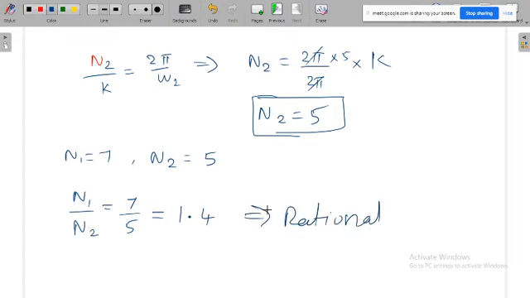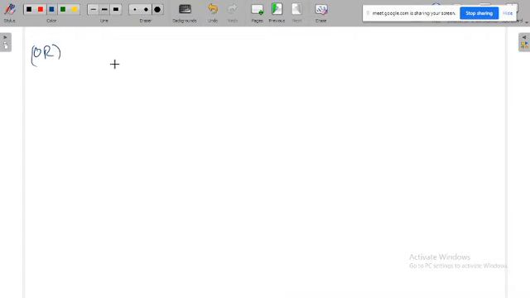Once it is rational, there is definitely a period, so the signal is periodic. Then you take the LCM, that is n naught is equal to the LCM of 7 comma 5. What is the LCM of 7 comma 5? That is 35. So 35 is the time period of the signal, or otherwise you can operate with omega also. Because you already know this signal is periodic, you can operate with omega.